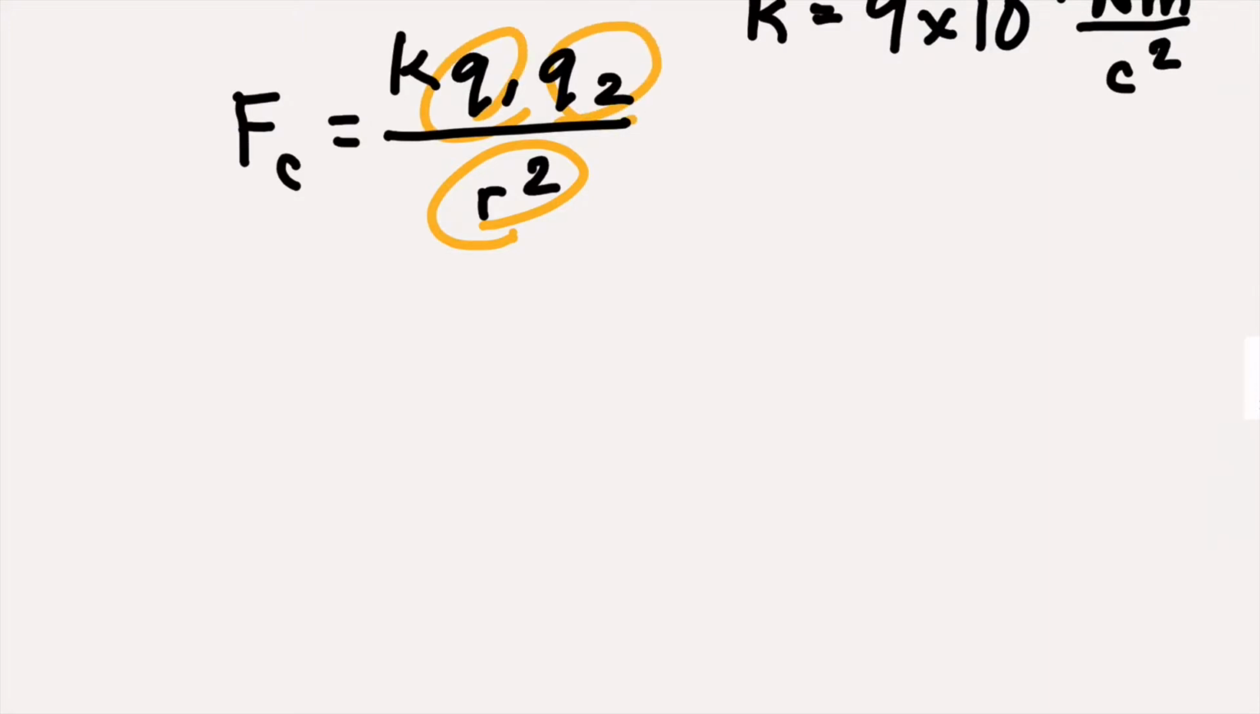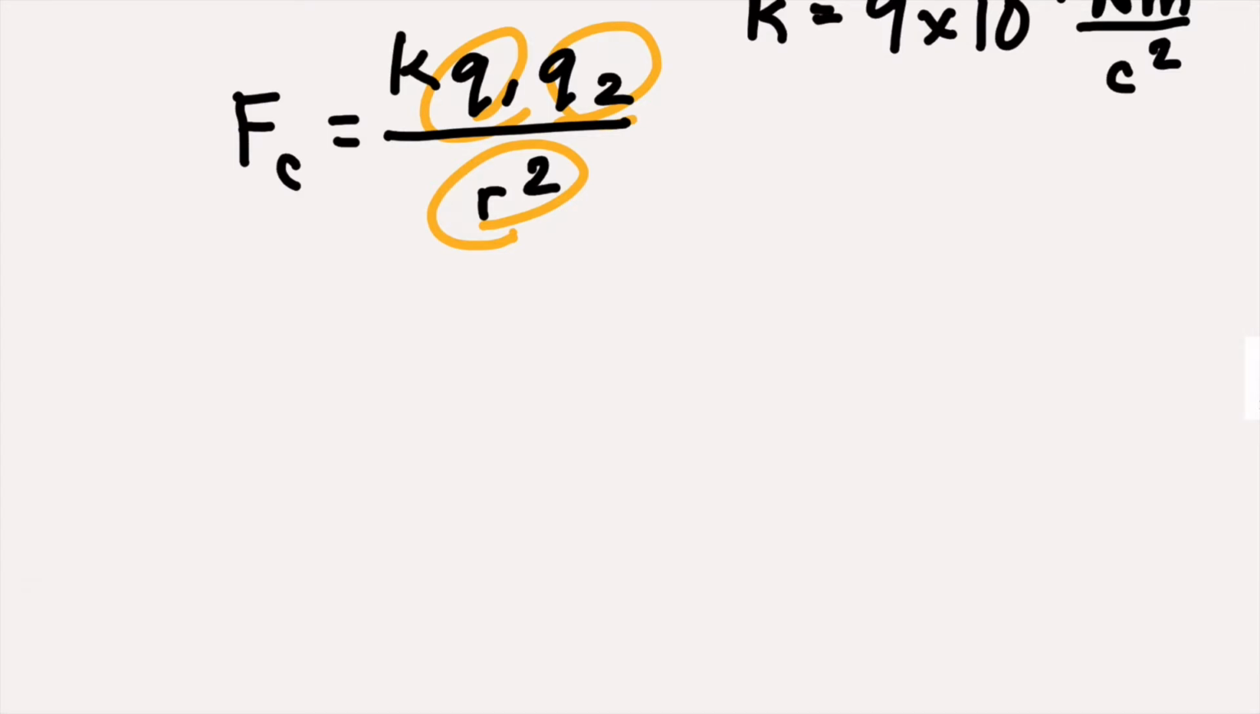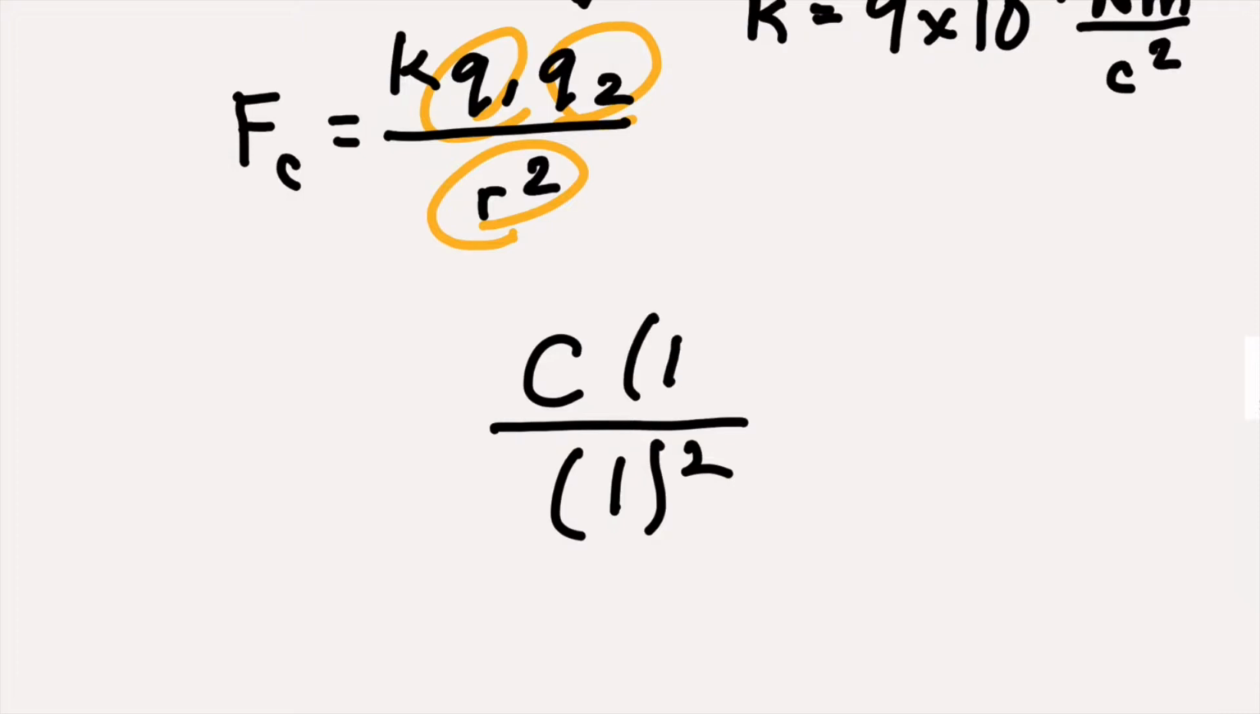Okay, so let's say we have just some sample numbers. Let's say we're only changing the magnitude of Q2. We're only changing the value of it. Okay, so K and Q1 are constants. Okay, R squared is also a constant because it is not changing. Let's just say it's 1. Okay, so it's 1 meter. So when we square that, it's just going to turn out to be 1. And let's say Q2 is also 1.